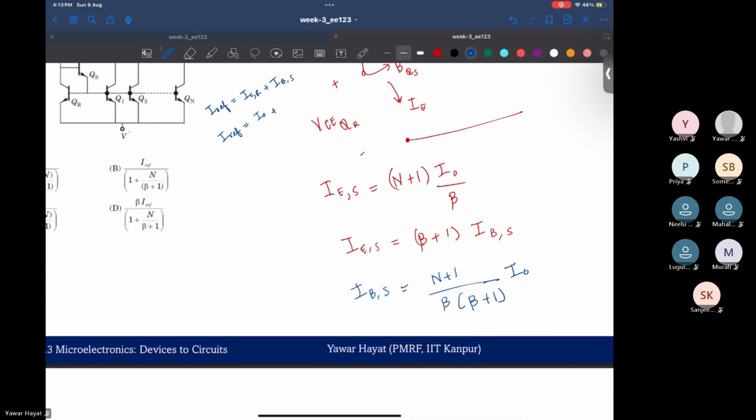That is, let me write it somewhere else, right? Plus N plus 1 by beta times beta plus 1 times what? IO, right? So if you take IO common, what do you get? You get 1 plus N plus 1 by beta times beta plus 1. Right, that is your IREF.